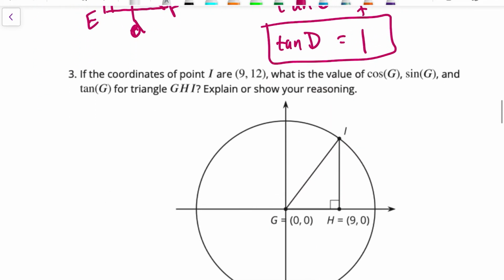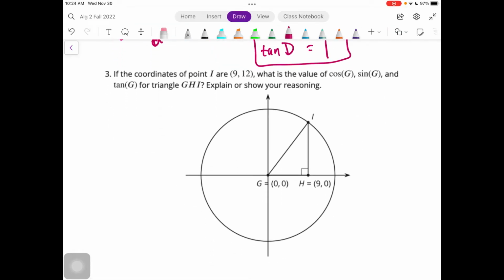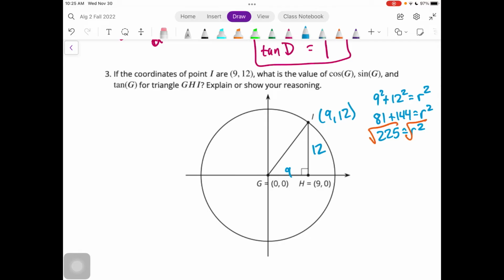All right, so let's take a look at number 3. If the coordinates of point I are 9, 12, what is the value of cosine of G and sine of G and tangent of G for triangle GHI? Okay, so we said that this is 9, 12. So that means that this height is 12. This side length is 9, and then we need to find our hypotenuse. So 9 squared plus 12 squared is equal to the radius squared. So that's 81 plus 144 equals r squared. That's going to be 225 is equal to r squared. And then when we take the square root, again, we just want the positive because you can't have a negative radius. If it was an x or a y value, then we might need a negative. And so the square root of 225 is 15. So we know that's 15.